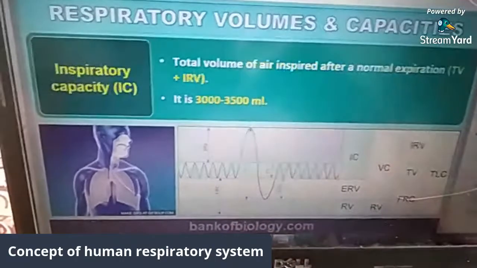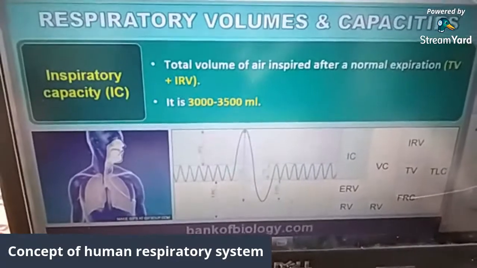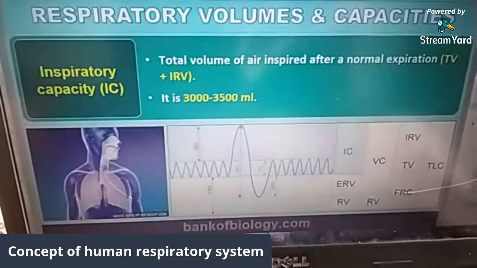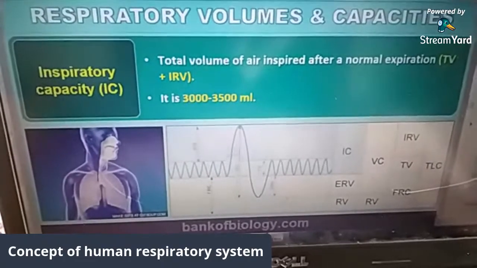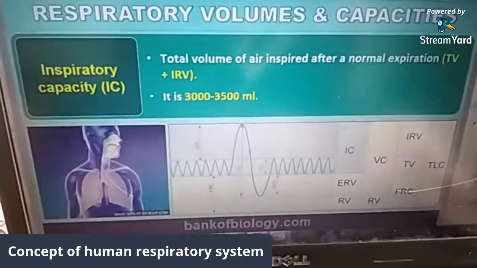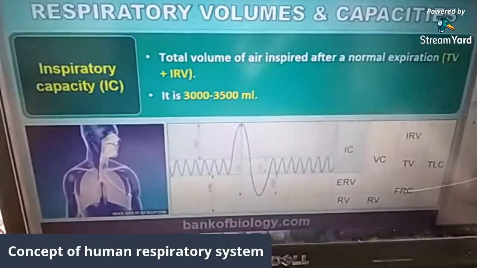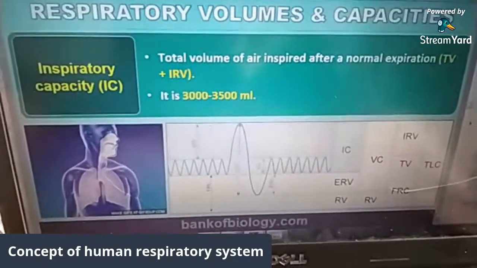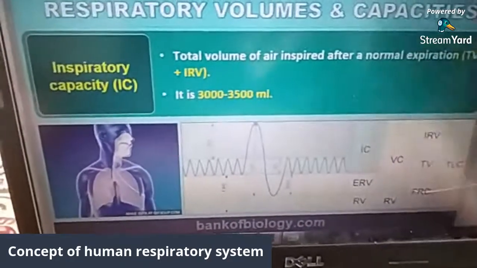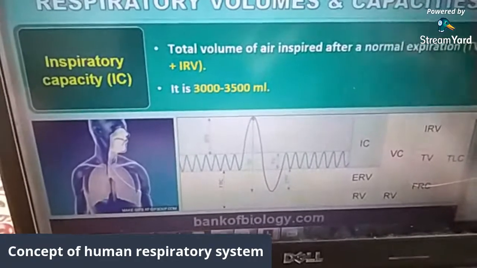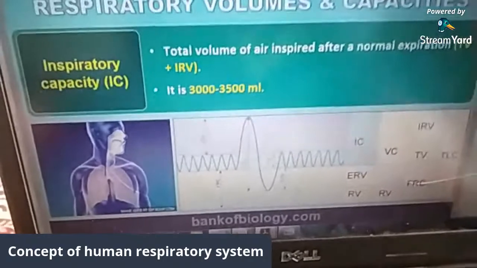Next is the inspiratory capacity. Total volume of air inspired after a normal expiration. So TV plus IRV. TV means the tidal volume and IRV means the inspiratory reserve volume. So what does it mean? It means the total volume of air of the normal inspiration and the forceful inspiration, the total volume of air inspired after a normal expiration.